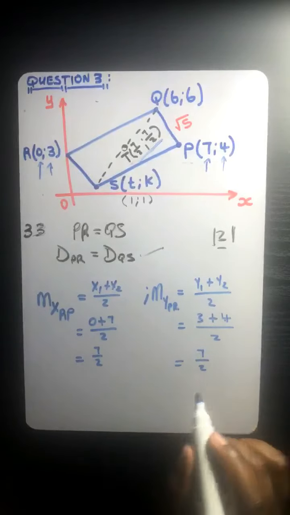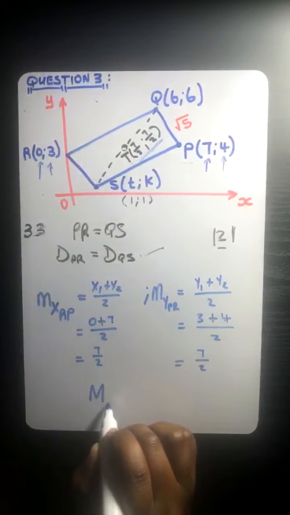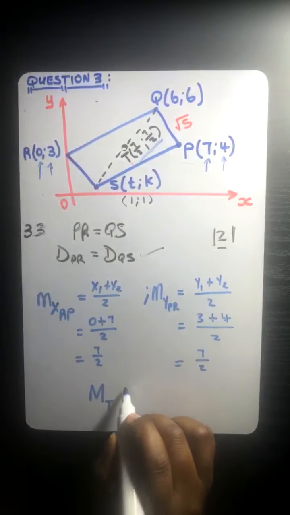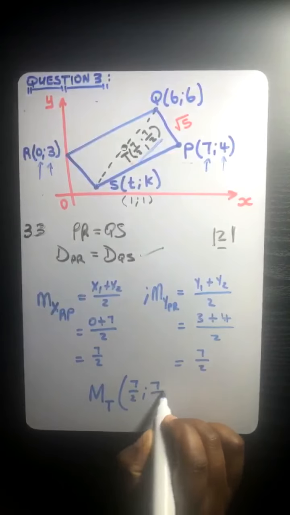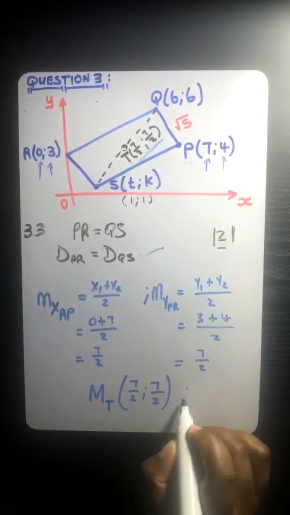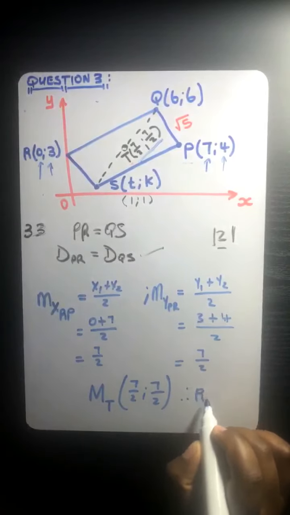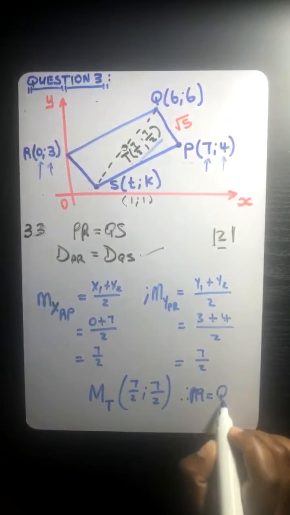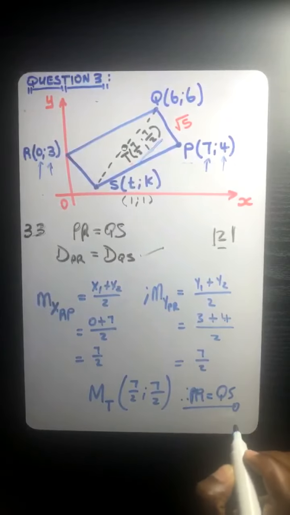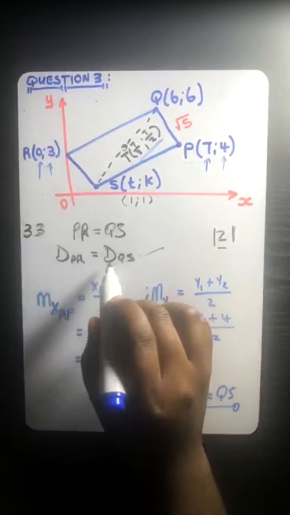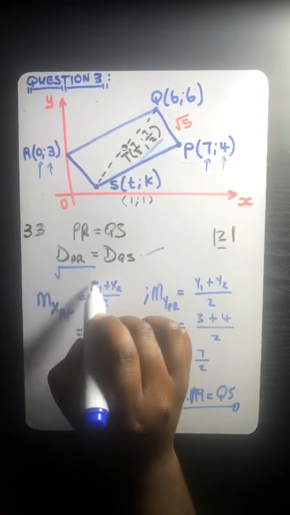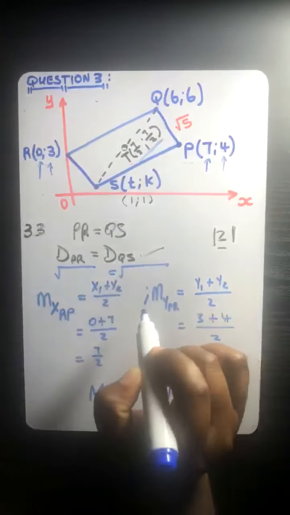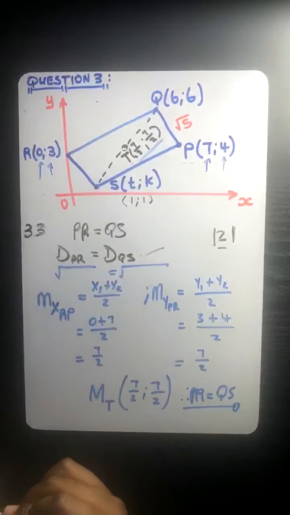So that means the midpoint, which is at point T, is actually equal to 7 over 2 and 7 over 2. Therefore, PR is equal to QS. Even if you do the same using the midpoint formula, the distance formula, and you equate it to all of that, you are still going to get the same distance.